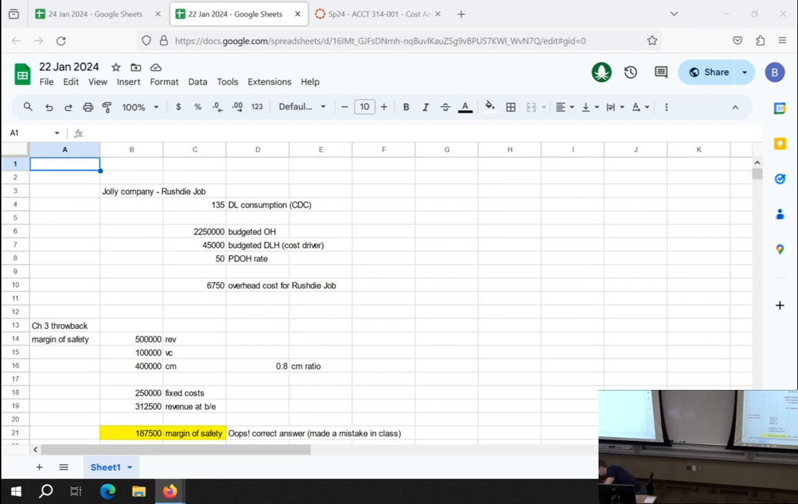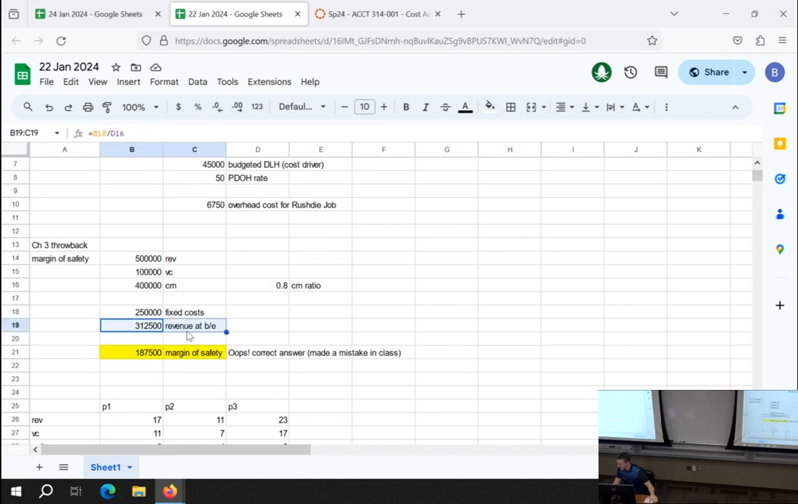So I made a mistake in the last video, last class. I stopped right here, and I even labeled, I think, revenue at break even. But this is a margin of safety question. Margin of safety is how safe are we, meaning away from break even? How far are we from break even? So I have to find the difference between our current revenue and the revenue at break even. So I said this is the right answer on the test question we had.